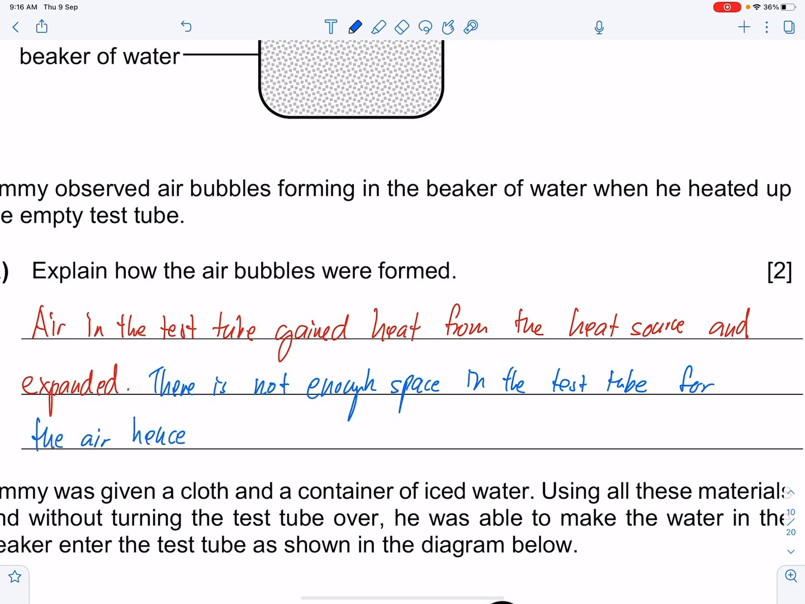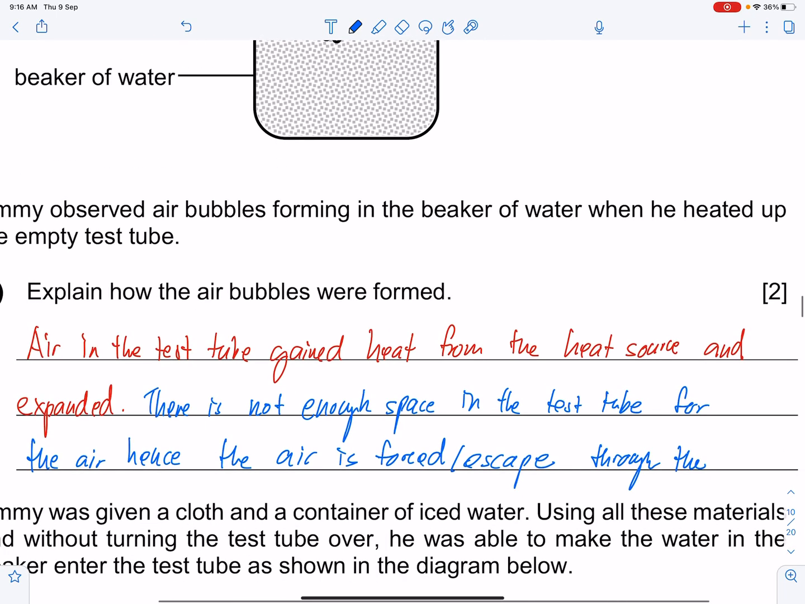hence the air is forced to escape through the tube into the bigger water, forming the bubbles.